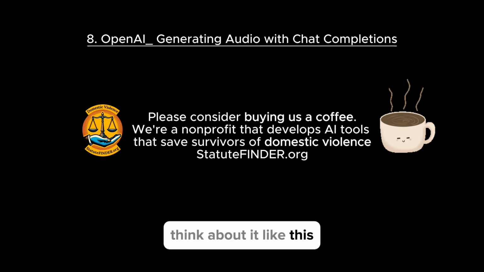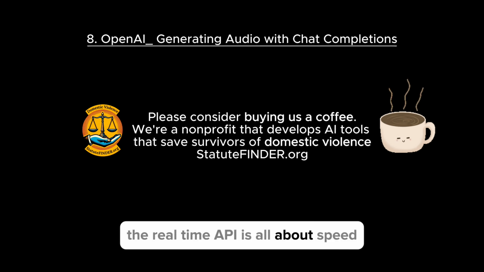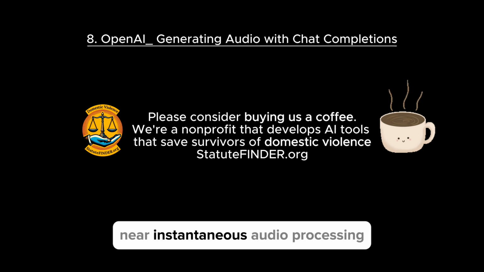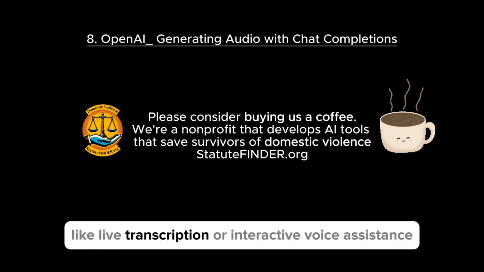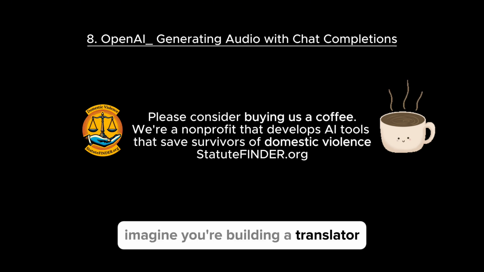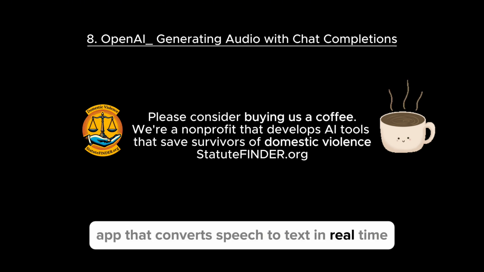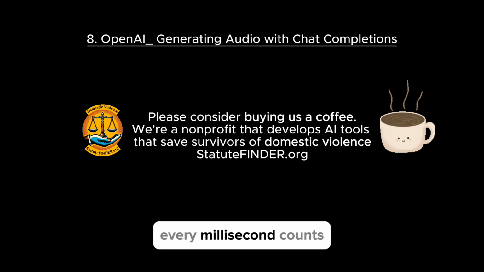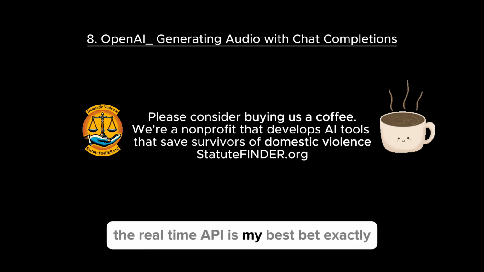Think about it like this. The real-time API is all about speed. It's designed for applications where you need near instantaneous audio processing, like live transcription or interactive voice assistance. Imagine you're building a translator app that converts speech to text in real time. You'd need an API that can keep up with the pace of a live conversation. So if I'm building something where every millisecond counts, the real-time API is my best bet.